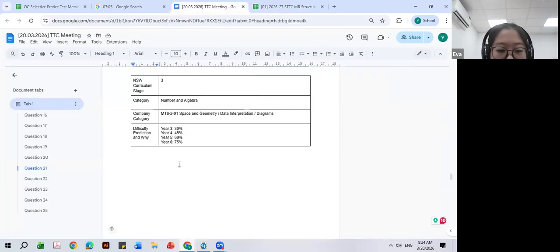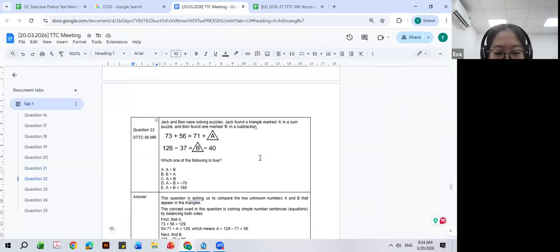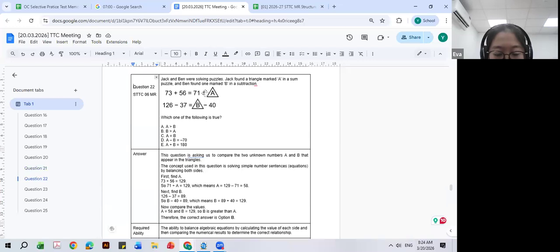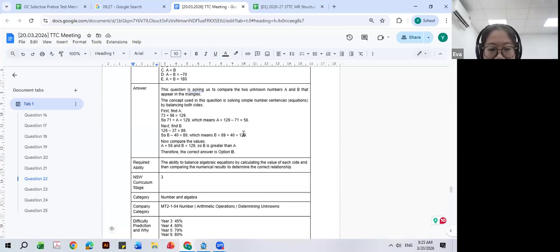And I will come to question number 22. We will have the question, the missing numbers A and B here, and we find them with the option following each row. So first we find A by taking the combination of the left side number, subtract the right side number is 71, and we find A is 58, and we find B by taking the difference of the left side number, minus the right side number is 40. So we have B is 139.